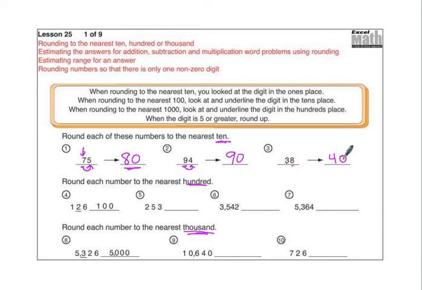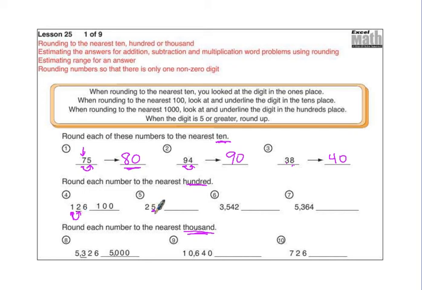All right, now we're going to round to the nearest hundreds place. 126, we're rounding to this 1, the number 1 right there. We look to the right to the underlined digit. That 2 is not 5 or bigger, so we're going to leave the 1 alone, or round down to 100 instead of rounding up to 200.